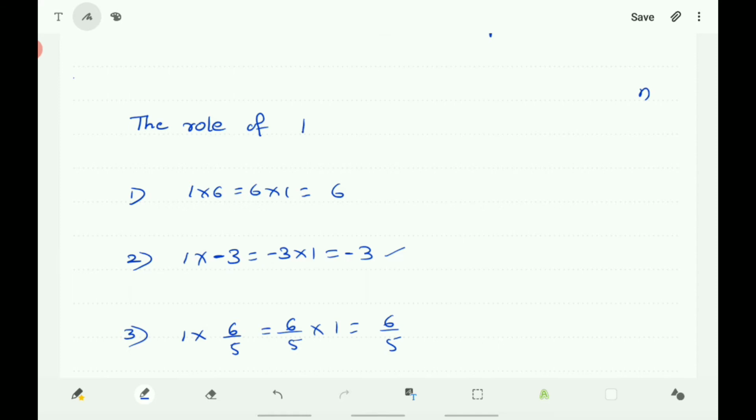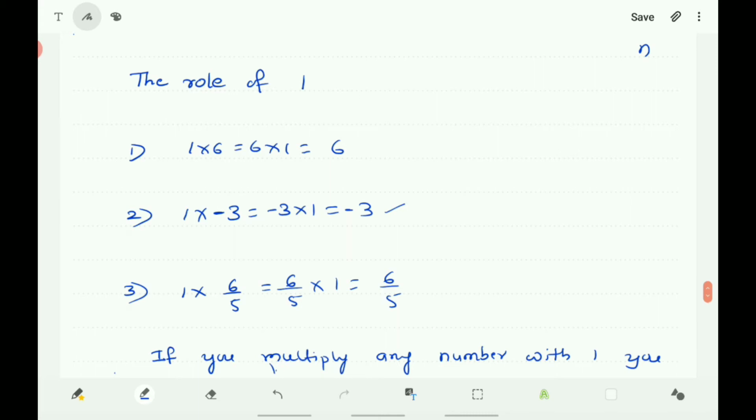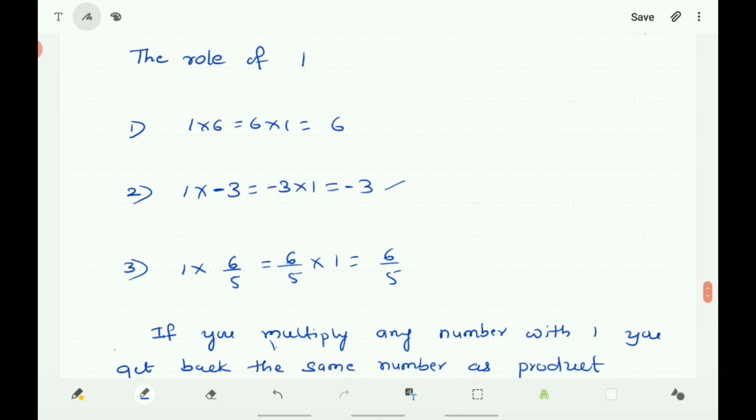1 into 6 is 6 only. 6 into 1 is also 6 only. 1 into minus 3 is also minus 3 only. And 1 into 6 by 5 is 6 by 5 only. So, by multiplying 6 by 1, you will get 6. Multiplying minus 3 by 1, you will get minus 3. Multiplying 6 by 5 by 1, you will get 6 by 5. So, multiplying any number by 1, you will get that number only. So, the product is that number only.